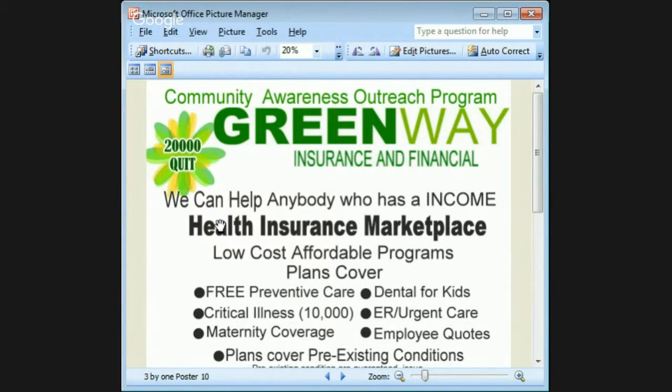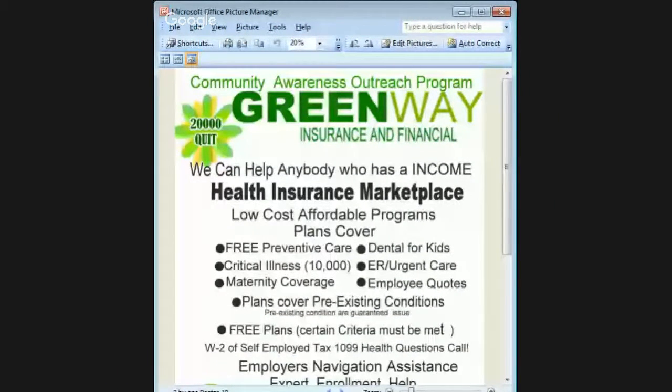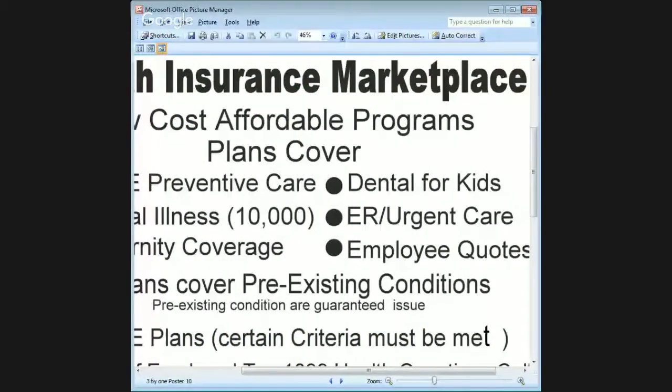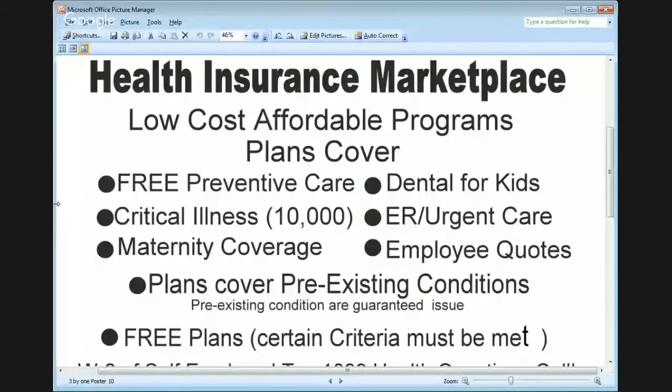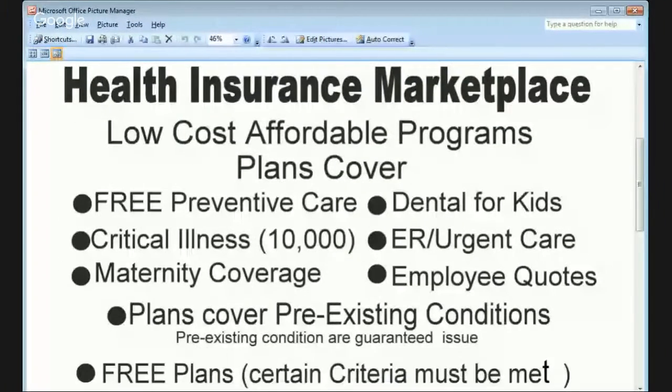All right, and at the second line it says, we can help anyone who has an income, and that is true. If you have an income, we can also help you get your life insurance and your health insurance, so you won't fall for any of those tax penalties that are expected to hit a lot of our people this year, because they are not signed up or enrolled in the healthcare exchange program. It's important that you get enrolled because it's mostly to benefit you.